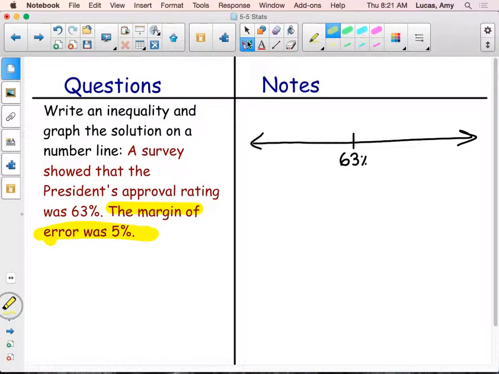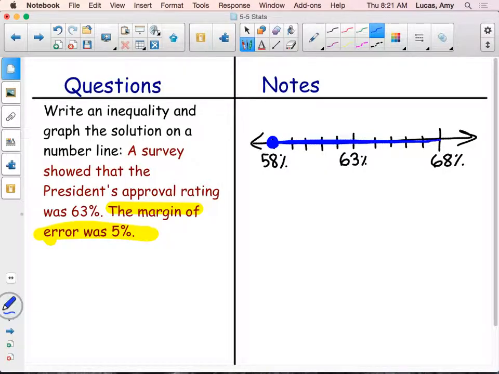And it's pretty typical for survey results to have a margin of error. Surveys are never exact. They're always estimates. So margin of error was 5%. So in each direction, I have to go 5%. So what that means is that the president's approval rating is actually somewhere from 58 to 68%. It's anywhere in this range. So 5% margin of error means we've got to go 5% in each direction from 63.